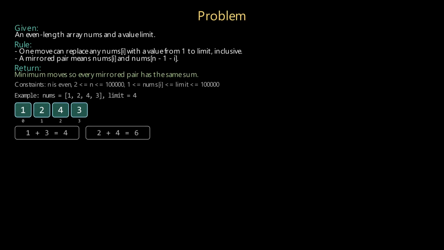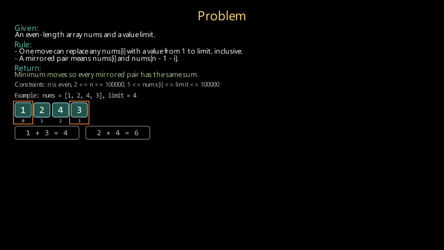Given an even-length array nums and a value limit. One move can replace any value with a number from 1 to limit, inclusive. A mirrored pair means nums at index i and nums at index n-1-i. Return the minimum moves so every mirrored pair has the same sum.